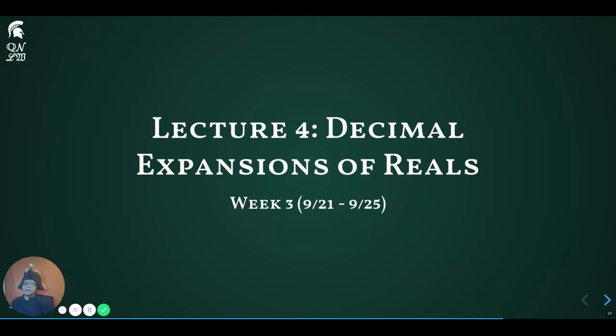Welcome to the final lecture of week 3 for Math 320. Today we will give yet another example on how the least upper bound property can be used. We will in fact justify something that we all know pretty well, that real numbers have decimal expansions.